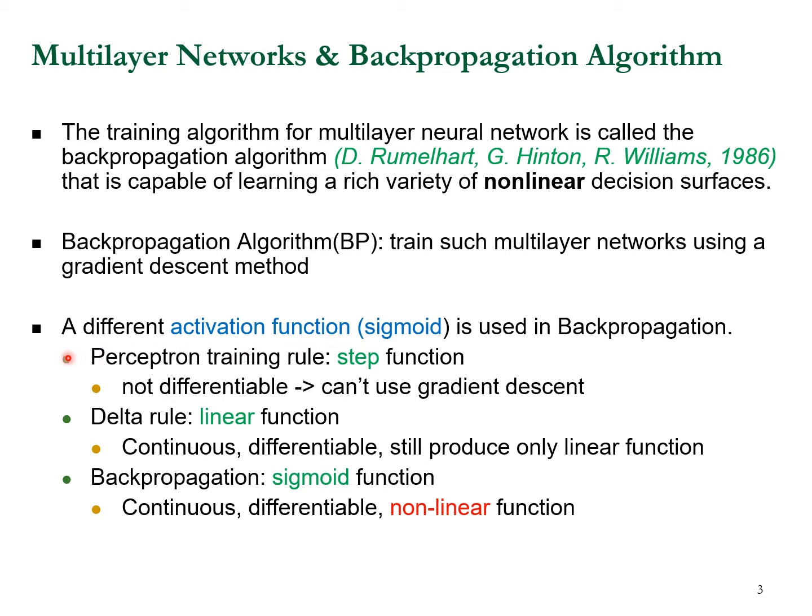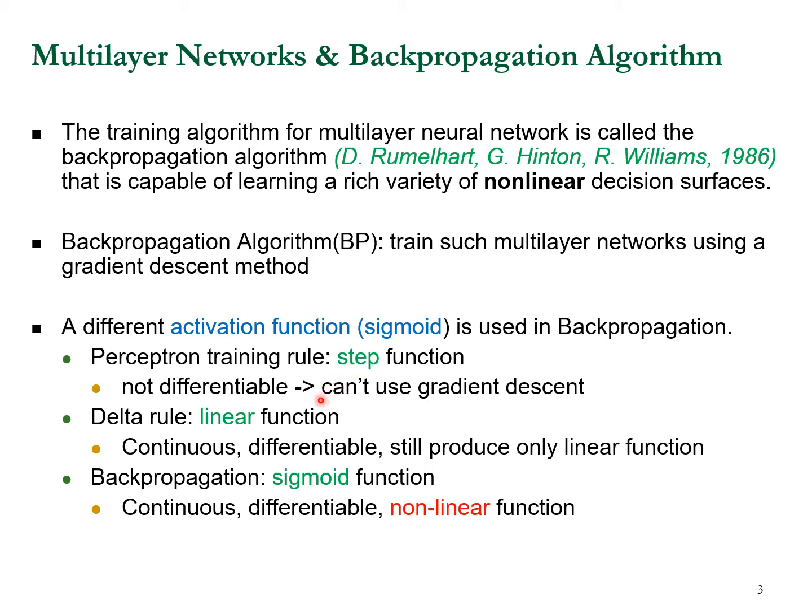If you remember, in the perceptron training rule, the activation function we used was a step function. The problem of a step function is that it is not continuous, it is not differentiable. So we cannot use gradient descent in a perceptron training rule. So that is the problem.